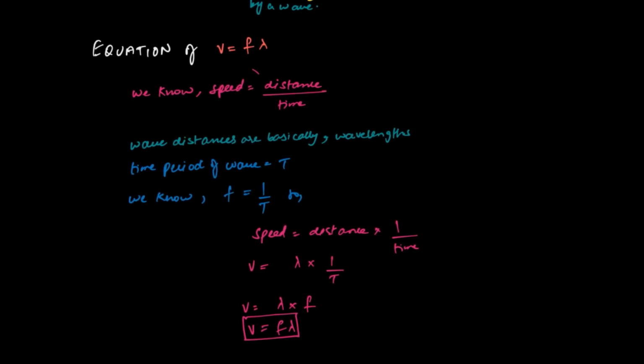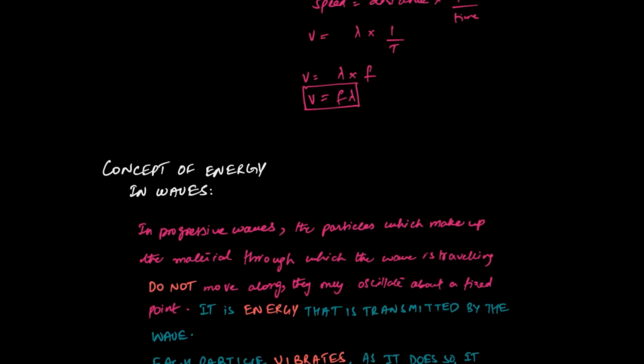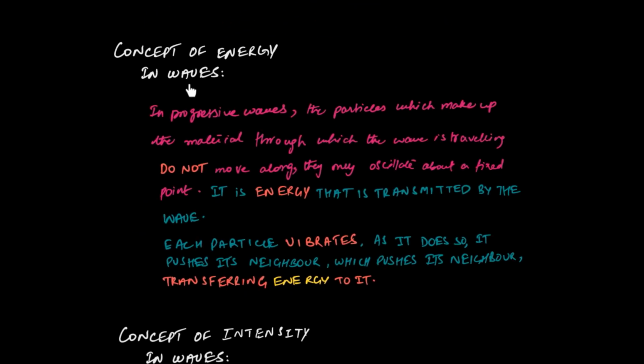So keeping in mind this formula that speed equals distance upon time, it means that speed equals distance into 1 upon time. Distance could be replaced by the term lambda, and 1 upon time could be replaced by frequency, because inverse of time is equal to frequency. So the formula becomes v equals frequency into lambda, or the wavelength of the wave. Moving on, concept of energy in waves.